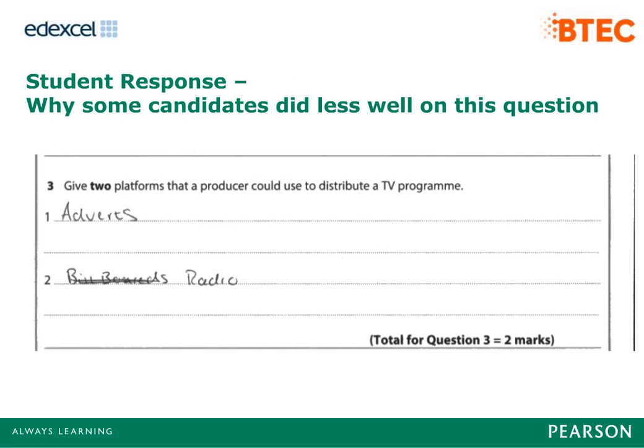As with many learners, this answer demonstrates a confusion between distribution platform, the mechanism for delivering the media product to the audience, with promotion and marketing, how the production company would raise awareness of the media product with the audience. Here, the learner has given radio and adverts. Clearly, advertising a program is not a distribution platform. Radio could be, if we give the same benefit of doubt as in the previous example with television, although the questioner is asking for a platform for a television program. So in this case, the answer is not valid.